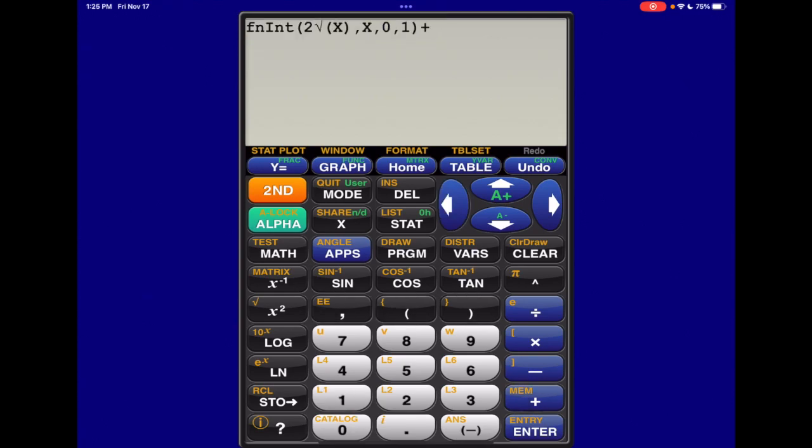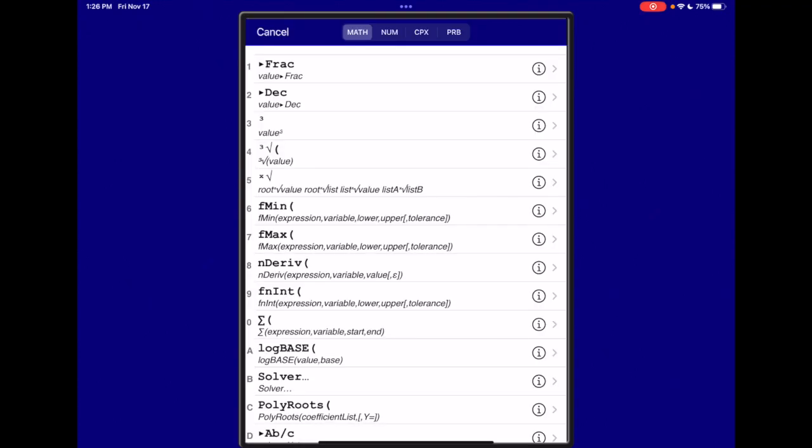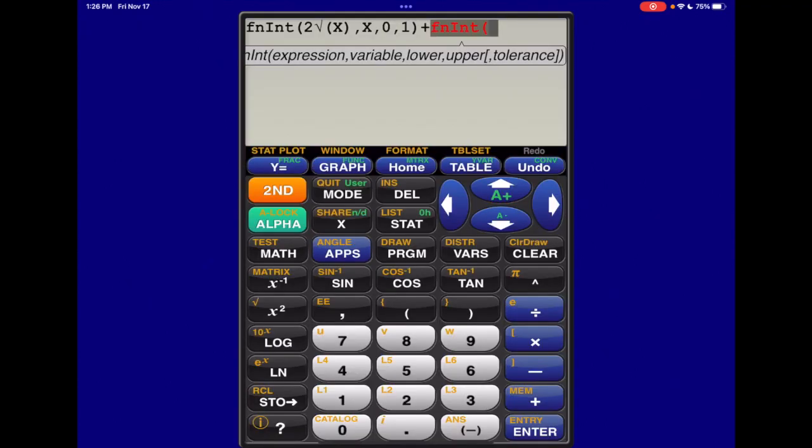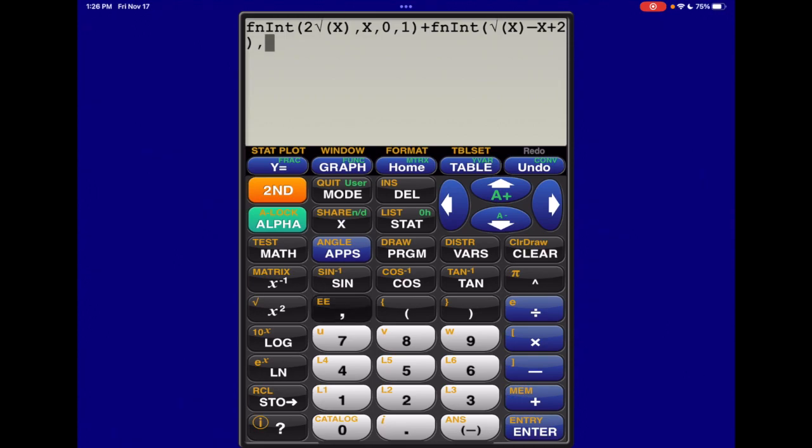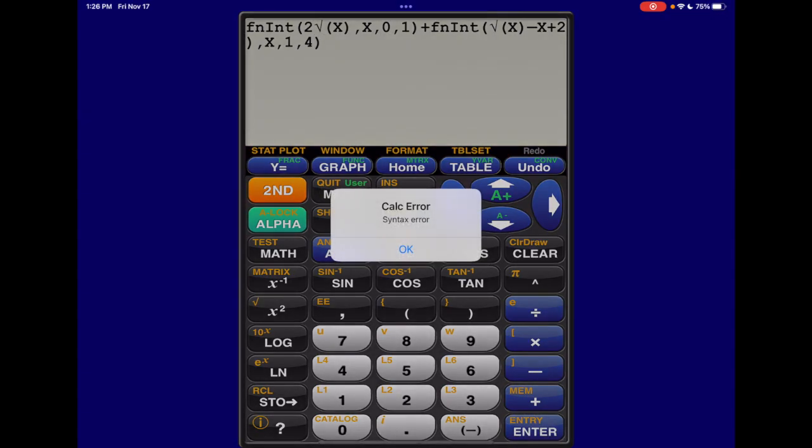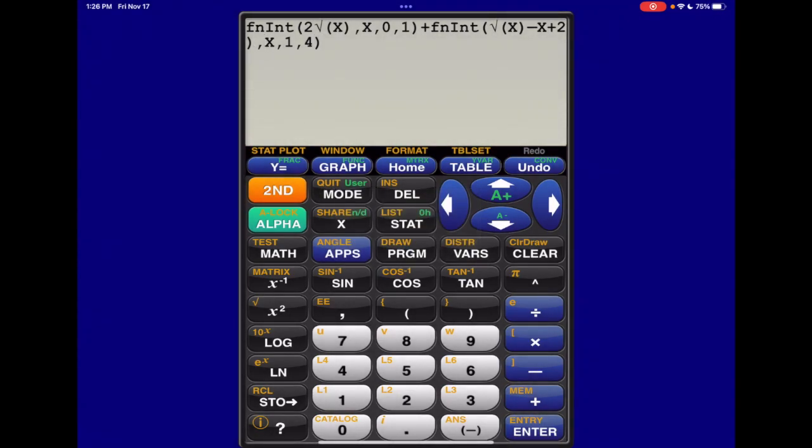And then we're going to add on our second math, fnInt. And the function for that one is the square root of x, and then we have minus x and plus 2. The variable is x, and we're evaluating that one from 1 to 4. So let's see.